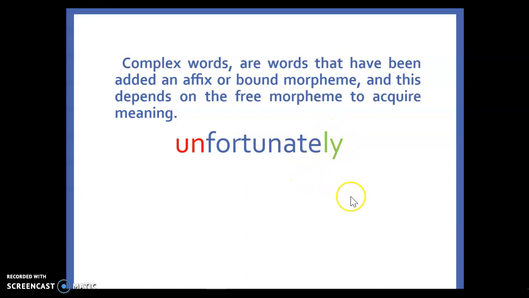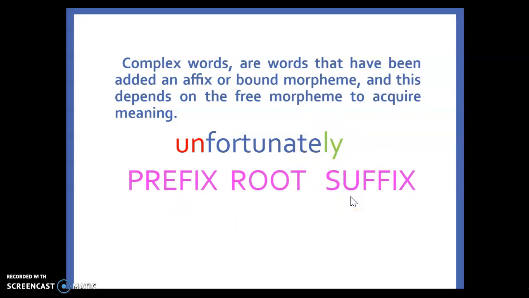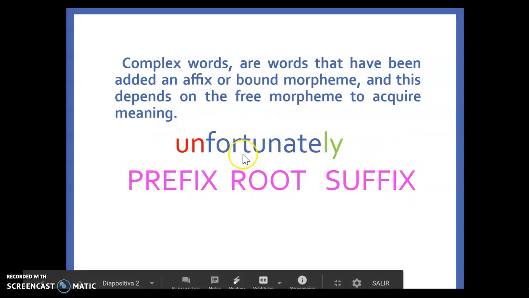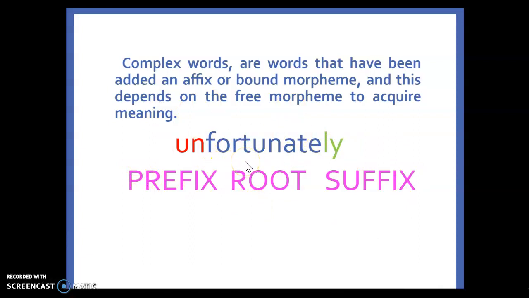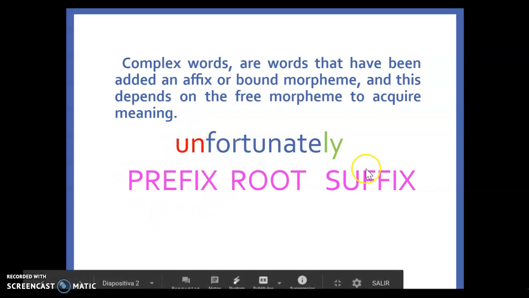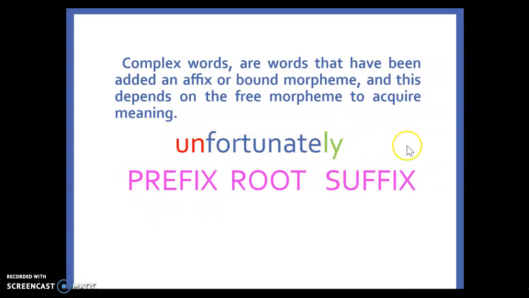Let's see what's the function of the segments. In the first case, we have the prefix. The word fortunate is the root, and the segment ly is the suffix. So this would be the complete analysis of a complex word. We have a root, that is the part of a word that originates other words, and prefix is something that comes before the root, and suffix is something that comes after the root.